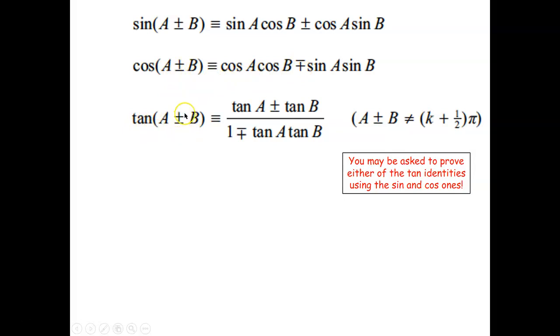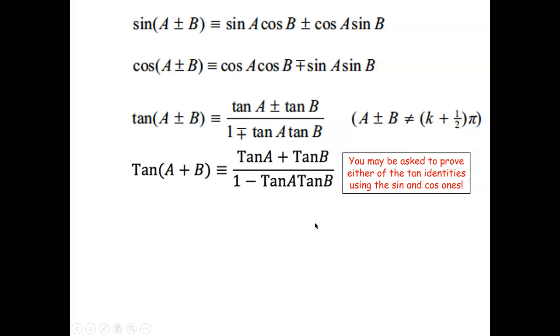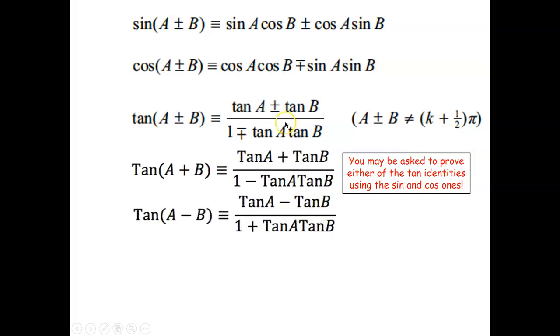And same for tan. So tan, you've got two different situations. The numerator is the same as whatever you're using in your tan A plus B. This would be tan A plus tan B, but then the denominator is the opposite one. So you don't need to remember them, but it's just important to notice the differences between them. Okay, so I've just written this as two separate ones so you can see what that means.